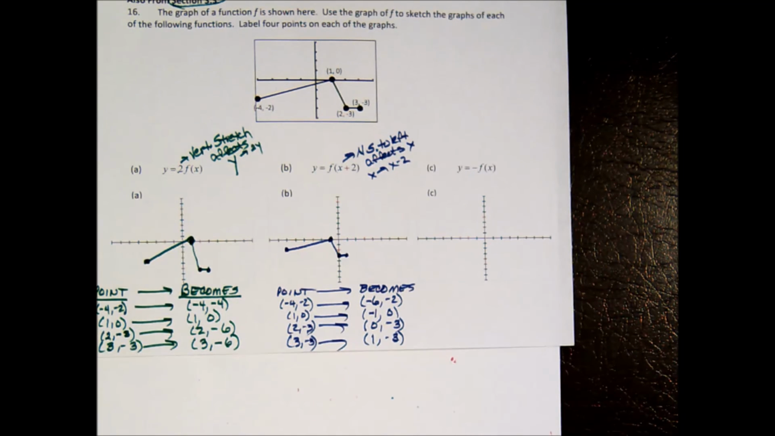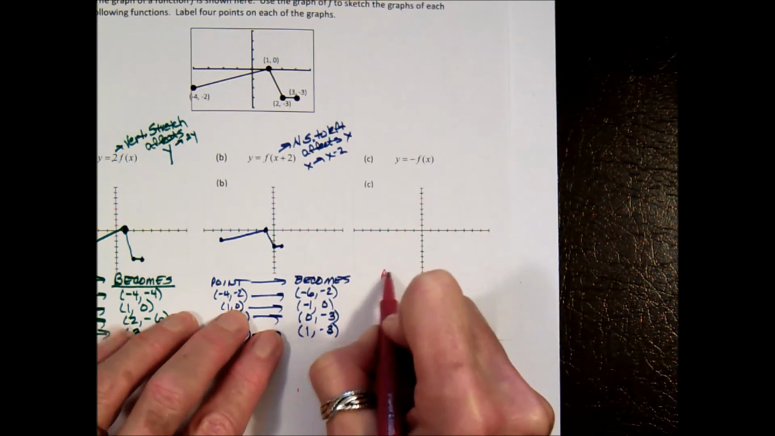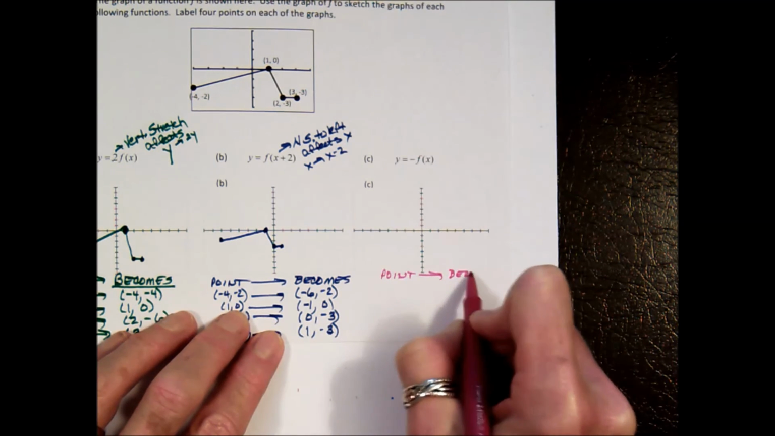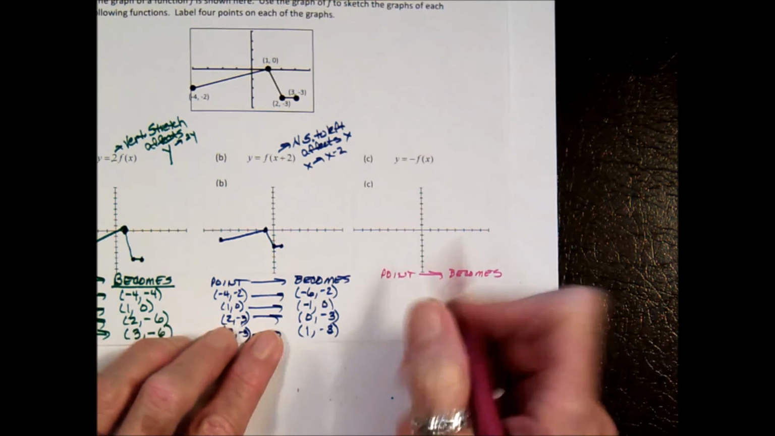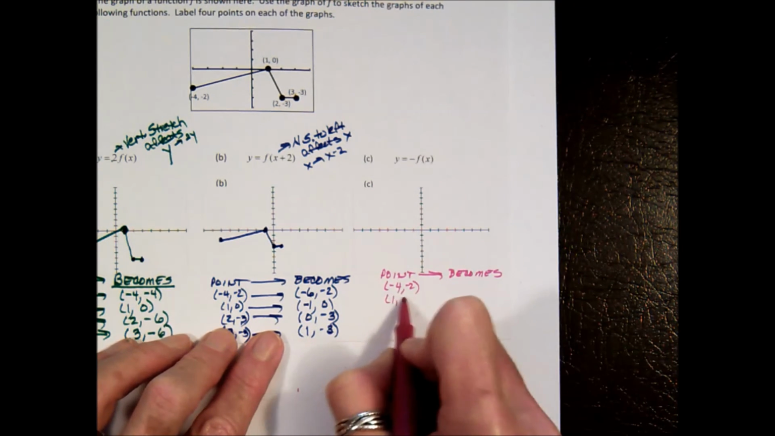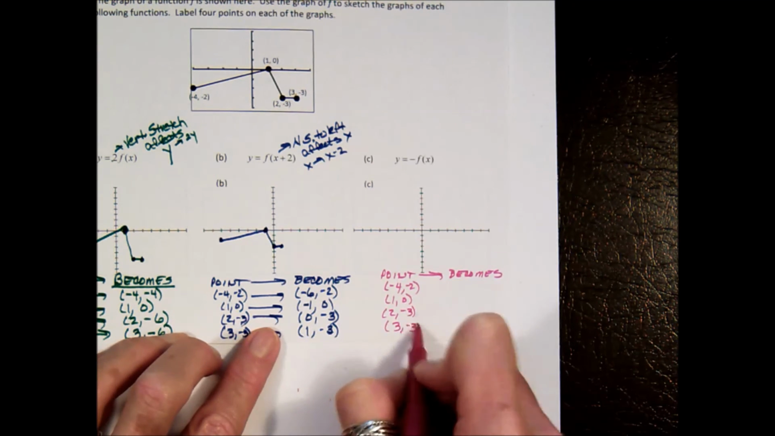All right, let's do the last one. Let me scoot this over so you've got plenty of space to see. We're going to list our point again, and then we're going to list what that point becomes. So we, again, (-4, -2), (1, 0), (2, -3), and (3, -3).